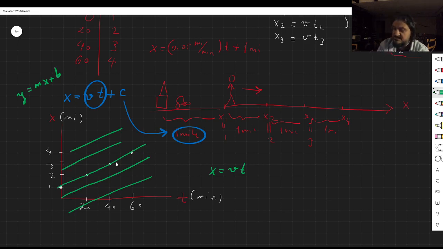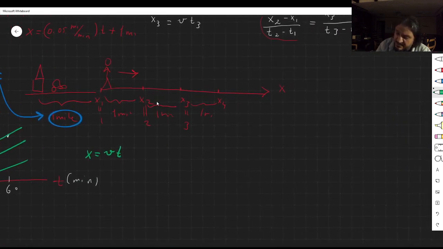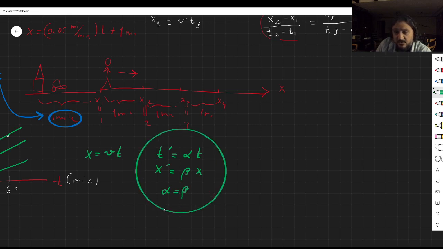Okay, what about those percent changes and all that? How does it work now? Now remember what I said earlier about t and x? Like I used the primes, right? And I said t prime was equal to alpha t, and then x prime was equal to beta x, but alpha was equal to beta. Now it won't be like that anymore. It won't be like that.